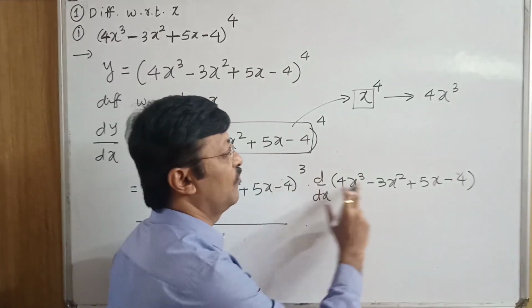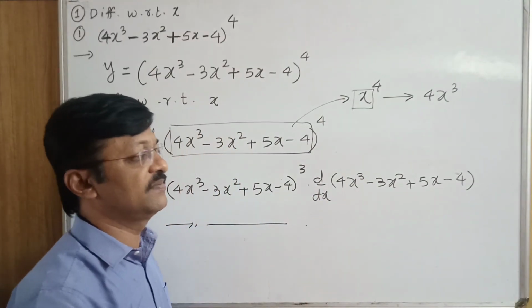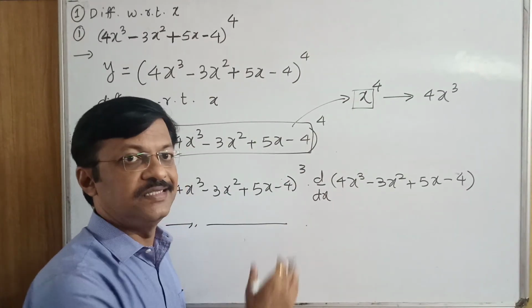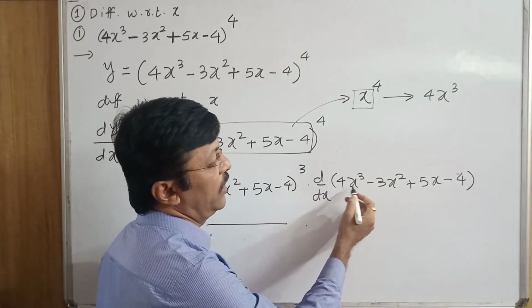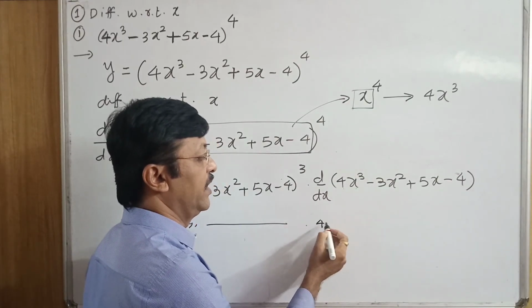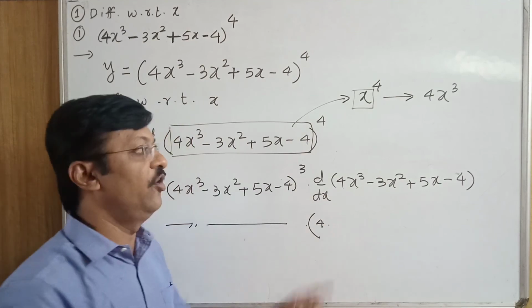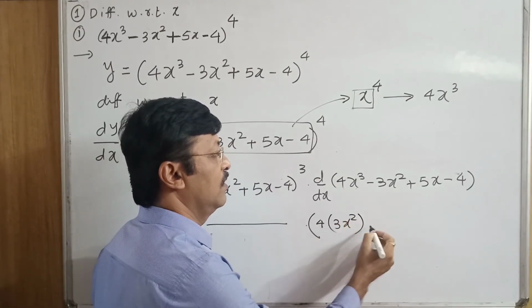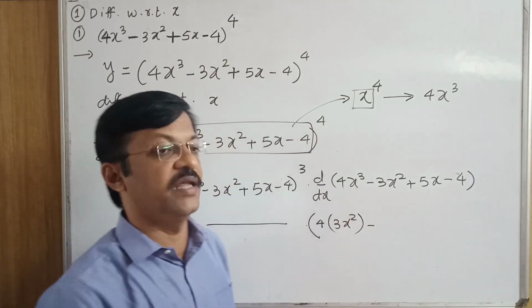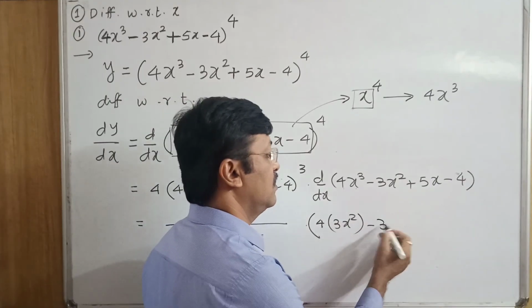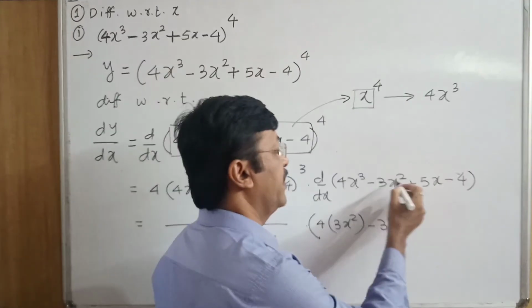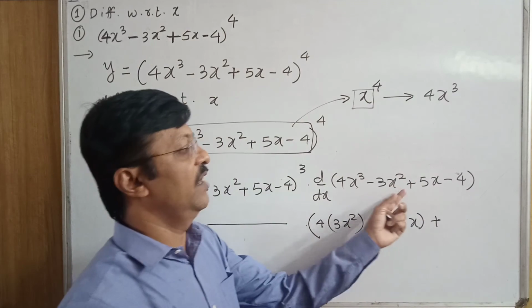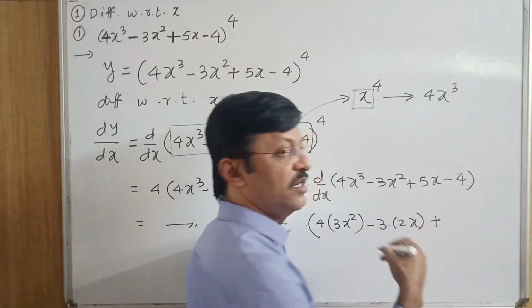This is d by dx of 4x cube minus 3x square plus 5x minus 4. How do you differentiate this? It's a polynomial and its derivative is easily found. It's 4 into x cube, so constant written in the beginning 4, then derivative of x cube is written, it's 3x square, minus 3x square's derivative, 3 is a constant written in the beginning, and then derivative of x square is 2x, then plus 5x, 5 is a constant into function.